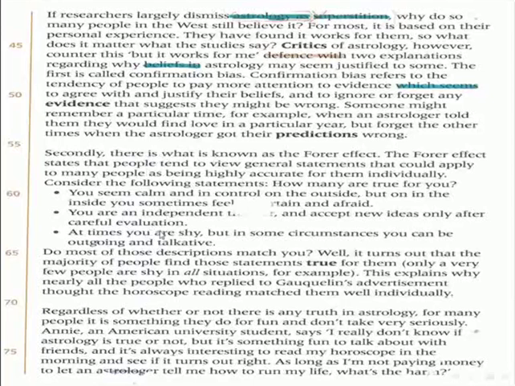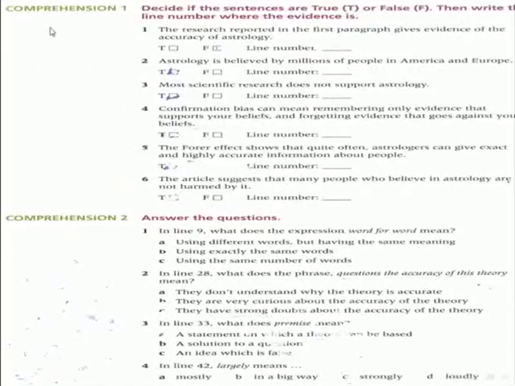Right, let's go to the exercises. Right, let's go to the exercise page. Right, first exercise about the text. Comprehension 1. Decide if the sentences are true, you tick true, or false, you tick false. And then write the line number where the evidence is. After you choose true or false, how do you know it's true or false? You write the number of the line in the text on the previous pages where you find the evidence for choosing true or false for this statement.